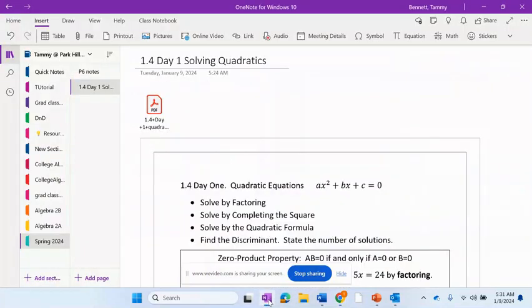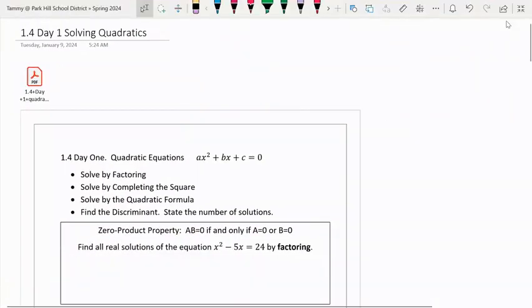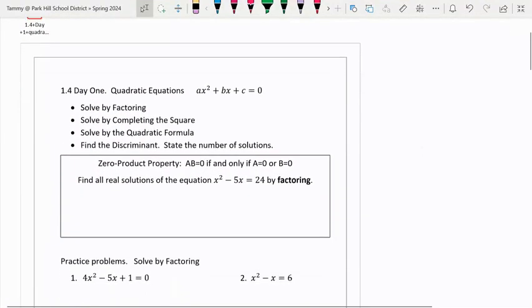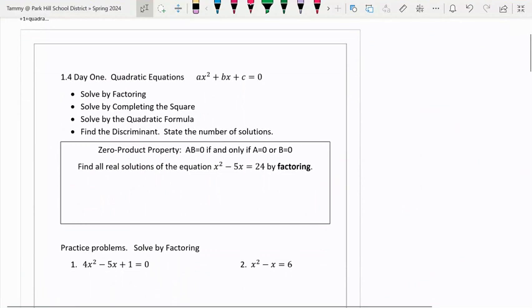Solving quadratic equations. I'm going to solve by factoring, solve by completing the square, solve by the quadratic formula, and be able to find the discriminant in order to find the number of solutions.